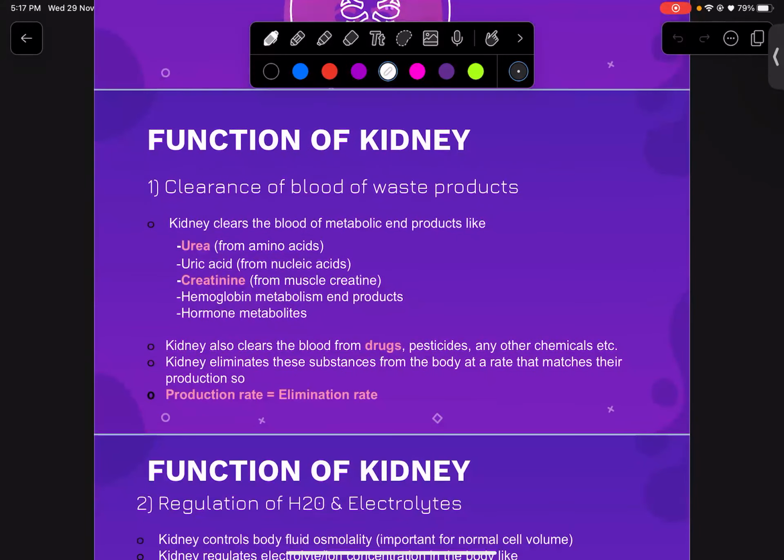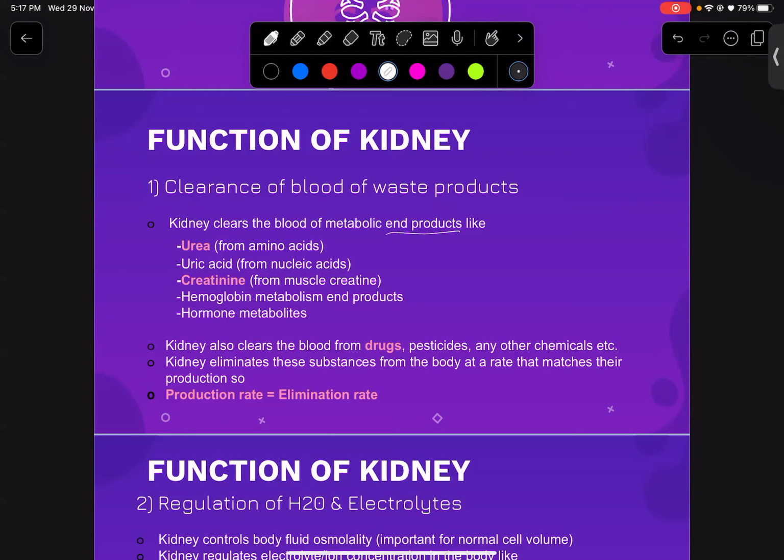So the first thing is clearance. You already know from your biochemistry that we have a lot of biochemical reactions that take place in our bodies, and usually after these metabolic reactions take place, we have a lot of end products. These end products must be excreted, otherwise they will accumulate, and that will be really detrimental for the body.